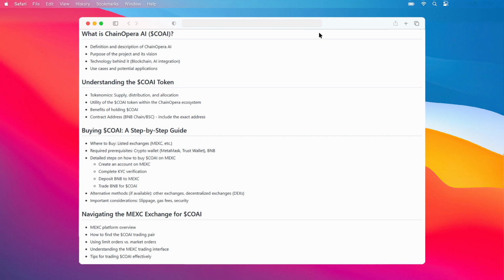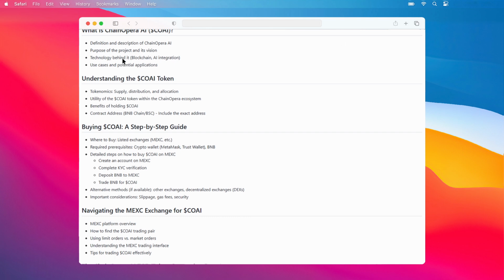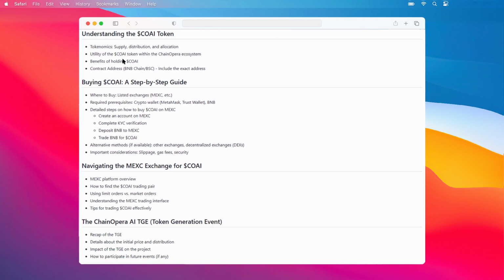It's a project with a specific vision, integrating blockchain and AI, and offering various potential use cases and applications. To understand $COAI, we'll examine its tokenomics including the supply, distribution, and allocation, as well as its utility within the ChainOpera ecosystem and the potential benefits of holding it. Crucially, we'll also provide the contract address on the BNB chain or BSC network.